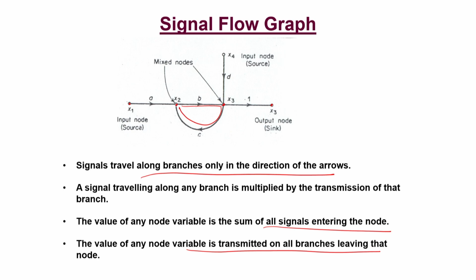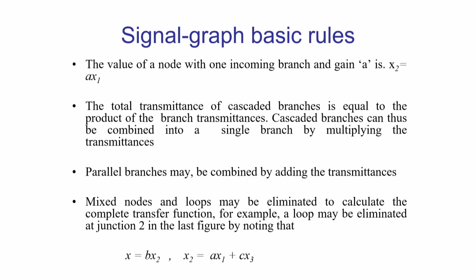So, some of the basic rules of signal flow graph are that the value of a node with one incoming branch of gain A is x2 equals ax1, where A is the transmittance. Total transmittance of cascaded branches is equal to the product of the branch transmittances, and parallel branches may be combined by adding the transmittances. Mixed nodes and loops may be eliminated to calculate the complete transfer function.